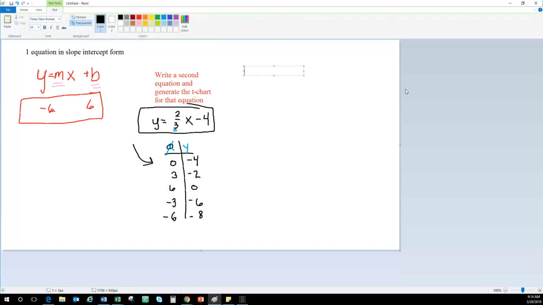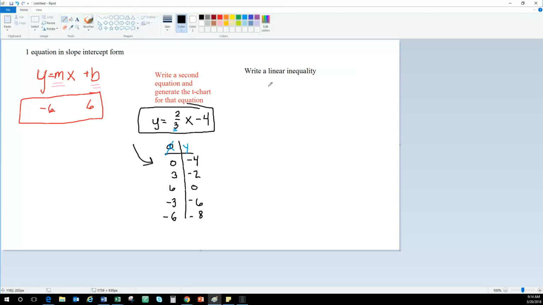And the third thing, write a linear inequality. What do we mean by that? Well, just like before, you're going to write an equation where it's y mx plus b, but now we want you to use either the less than or equal to, greater than or equal to. So you can choose the middle symbols, the slope, and the y-intercept. And again, make sure the numbers are between -6 and 6 that you plug in so that we can graph them.